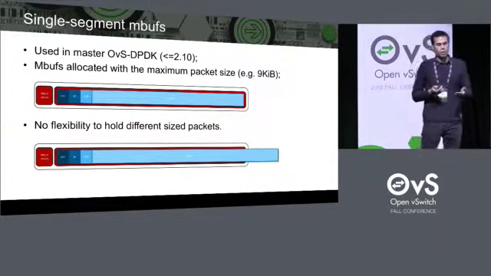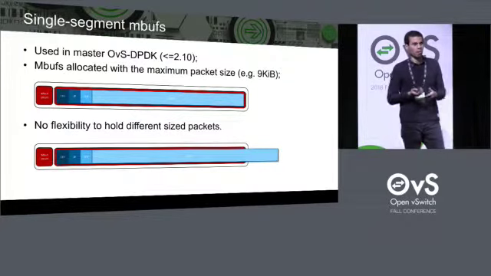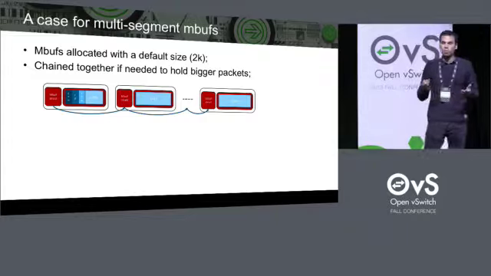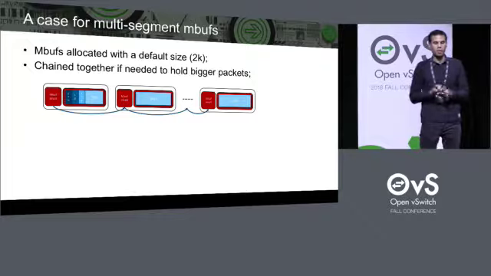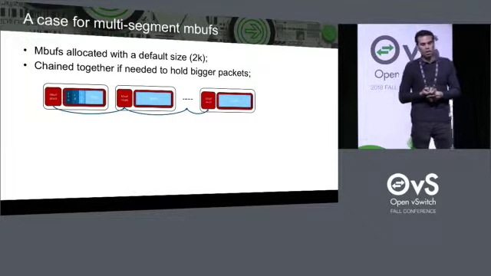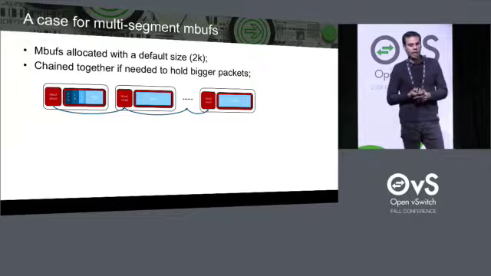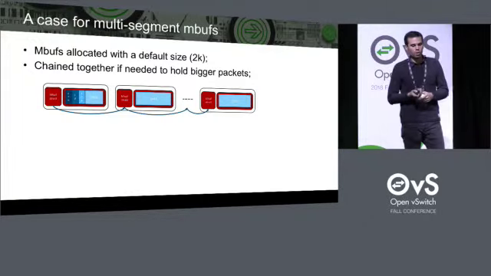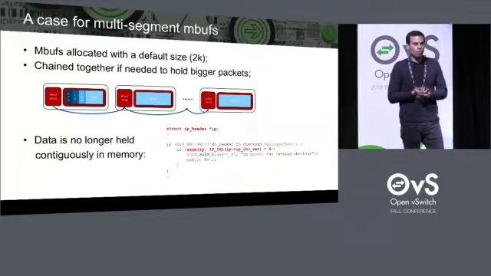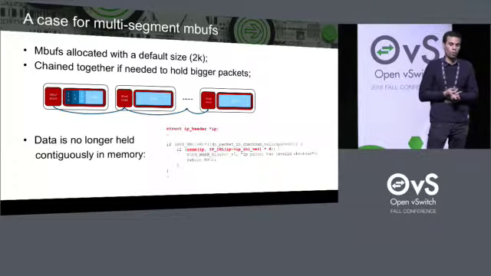And so in order to circumvent that problem, we brought in the multi-segment MBUFs. The multi-segment MBUF is basically a chain of single-segment MBUFs that are chained together using the next pointer in the MBUF struct. And that's how you can traverse the chain, as we can see here in the diagram.